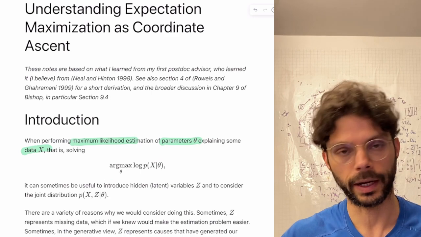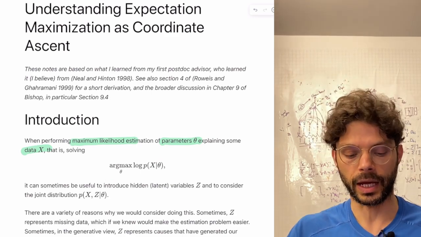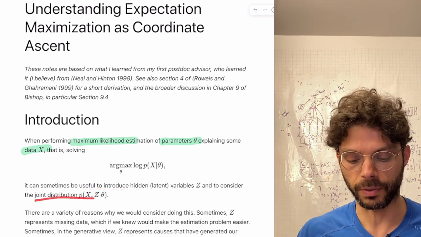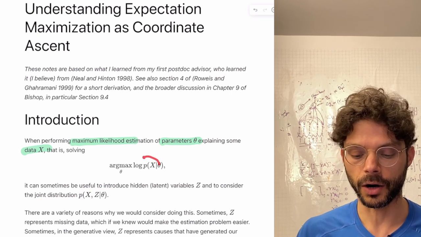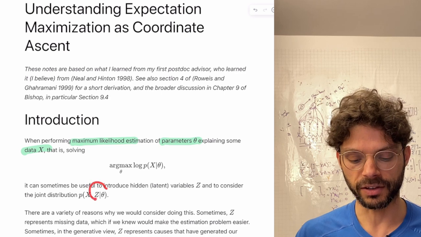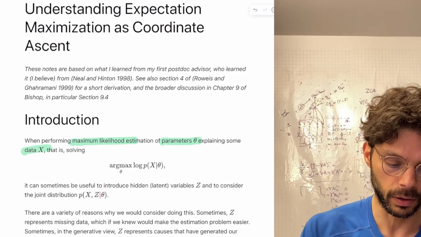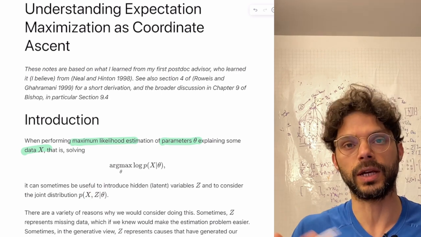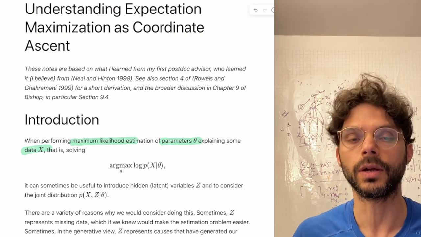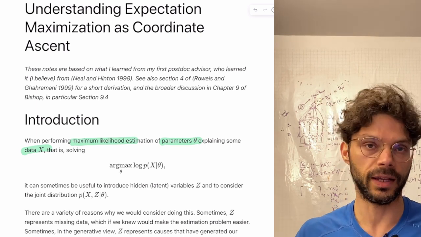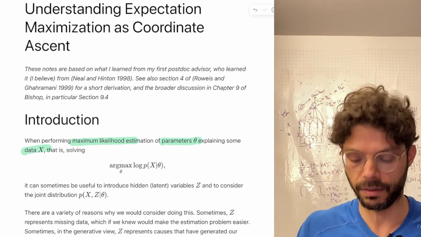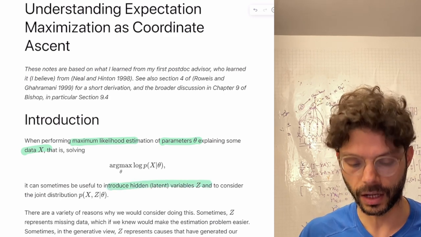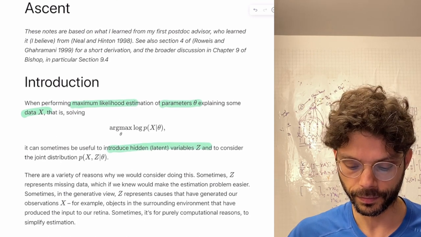And often, a lot of the time, it can be useful to introduce hidden variables and consider the joint distribution. So instead of considering, let's say, the marginal distribution of the data, maybe consider the joint distribution with those hidden variables. Essentially, EM is for doing maximum likelihood estimation in these settings where you have hidden or latent variables. Hidden and latent mean the same thing. Okay, so introducing hidden variables is the key step.